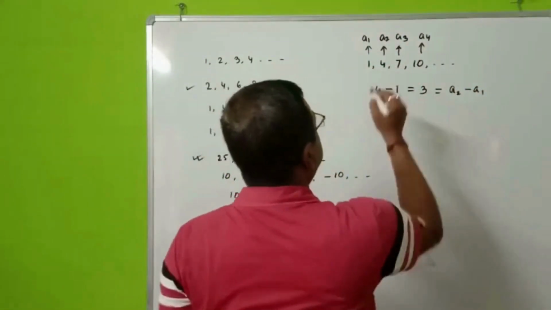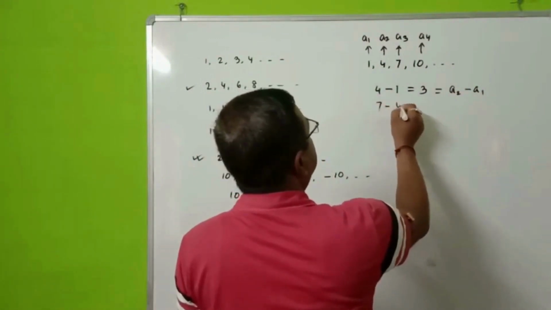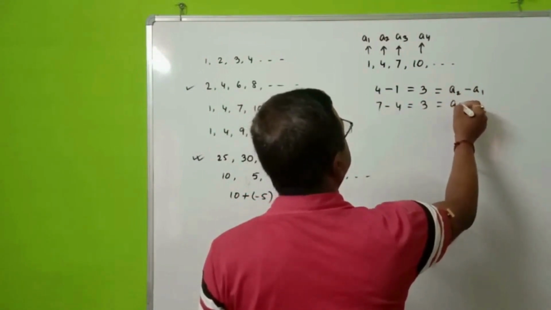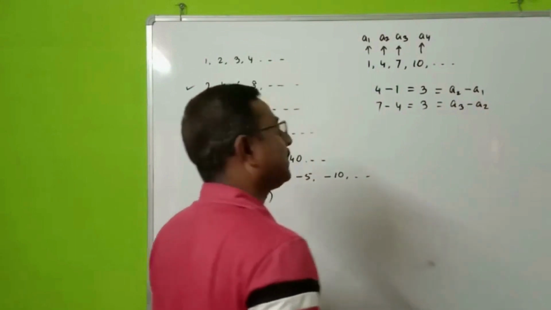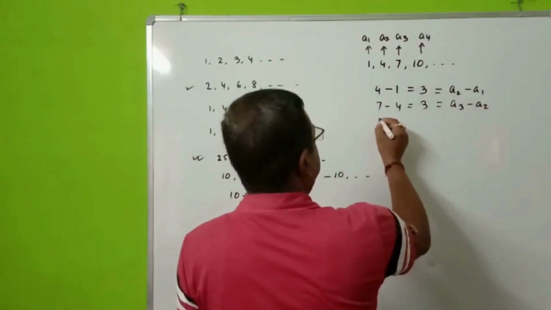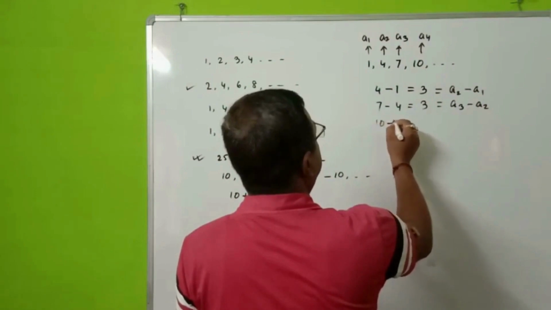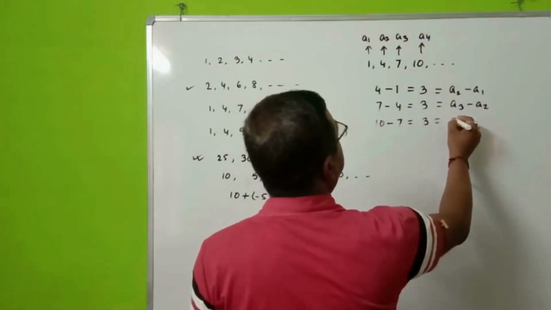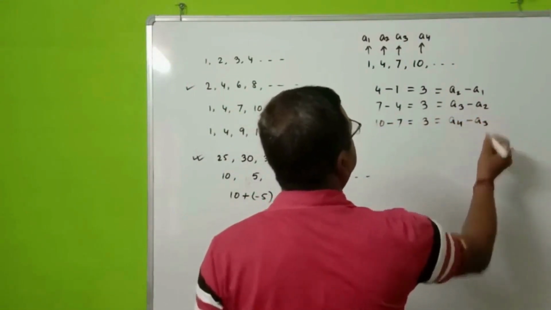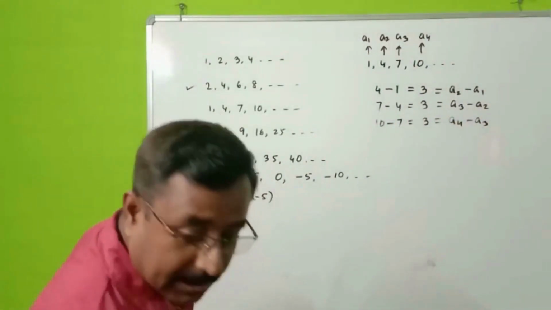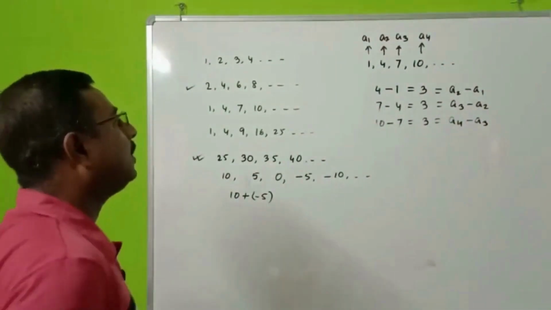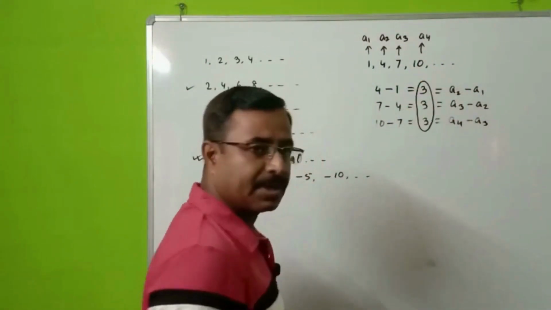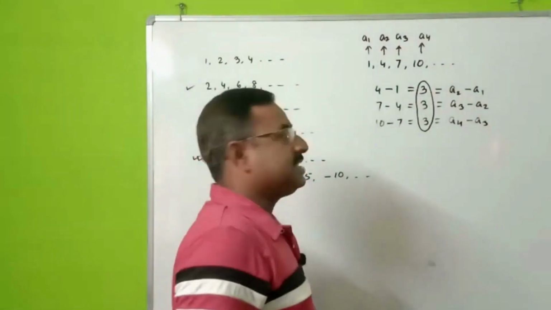In the same way, the difference of the next two terms, 7 minus 4, is also equal to 3, and this can be represented as A3 minus A2, correct? And the third difference, 10 minus 7, is also equal to 3, and it can be represented as A4 minus A3, correct or not? Now in each of these cases, we saw that the difference is giving us a constant number, and that constant number is definitely 3.